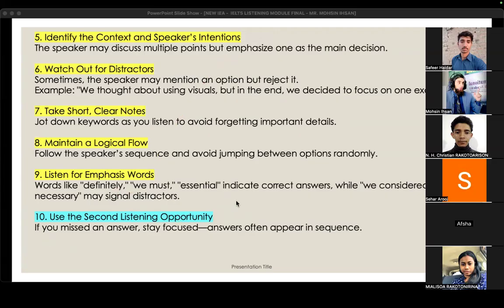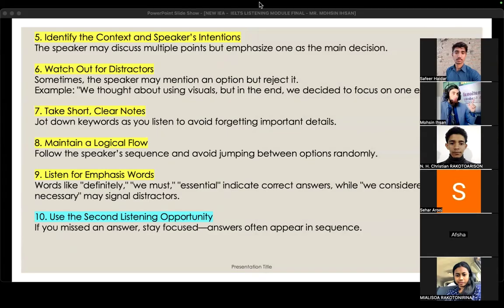Next, in option number 10, we see, for one minute while we consider, not necessary may signal a distractor. If it is not necessary, it means this is not the right option. Use the second listening opportunity. If you missed an answer, stay focused. The answer often appears in sequence, right? So stay focused on the next person then.